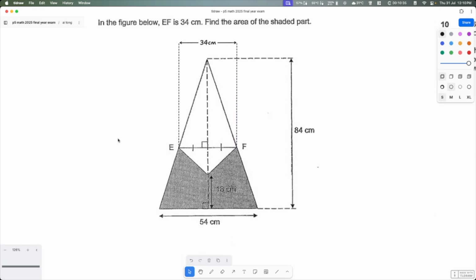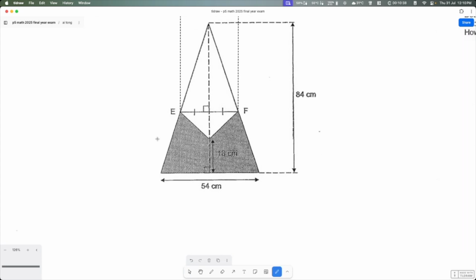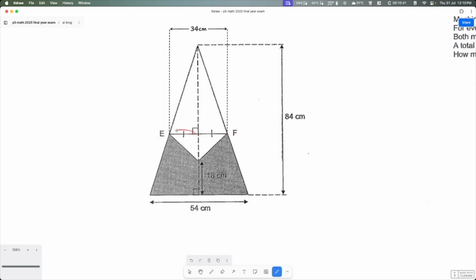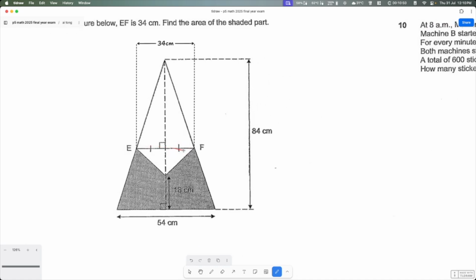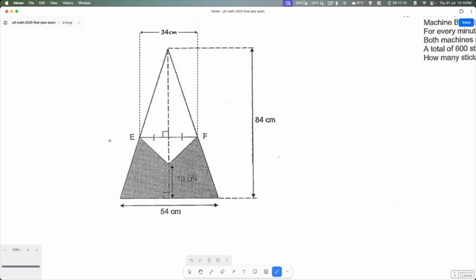What we know is that E and F are equal parts, and the line over here is also equal parts. So in this case, this whole triangle has been equally split into half because of this line over here. So how do we get this shaded area? Basically, we need to get this triangle plus this triangle minus this whole thing over here.